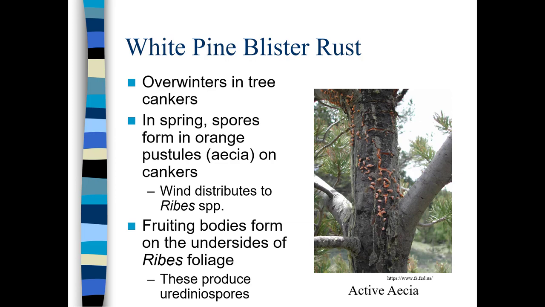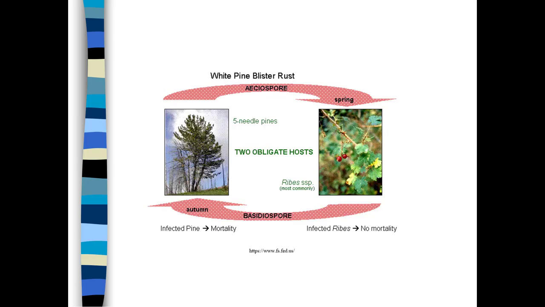So it overwinters in tree cankers. The spores form in orange pustules on cankers. The wind distributes them to ribes, that's currant and gooseberry. And then the fruiting bodies on the undersides of the foliage produce spores. And here's our cycle here.